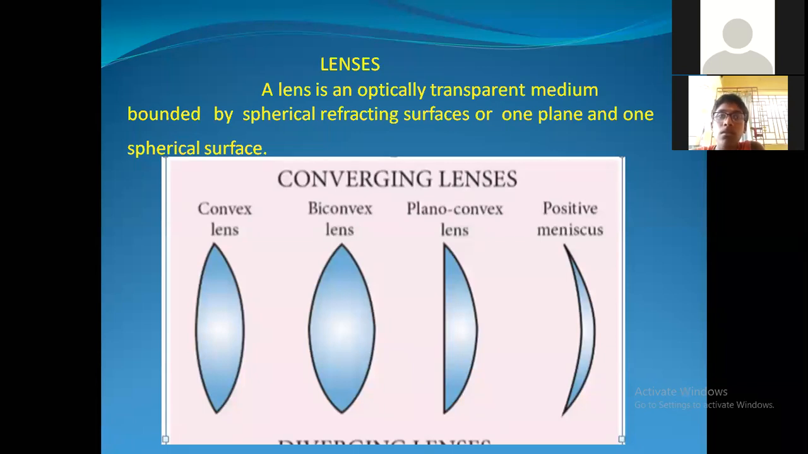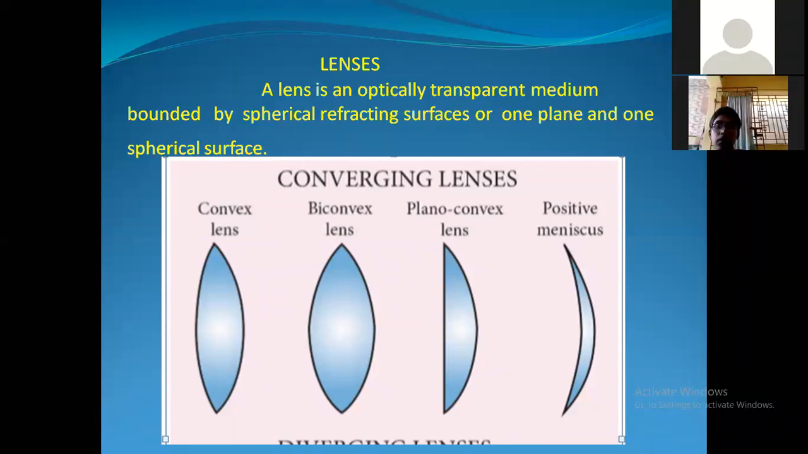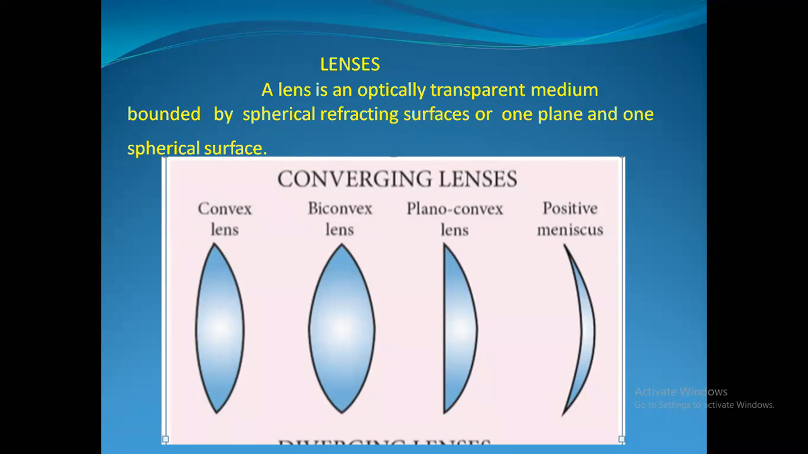First of all, you see the converging lenses. This is one type of lens, the convex lens. In the convex lens, you see the first one, two surfaces are bounded. One is a plane surface, another one is a spherical surface. So, two faces are bounded. The first one is the convex lens.